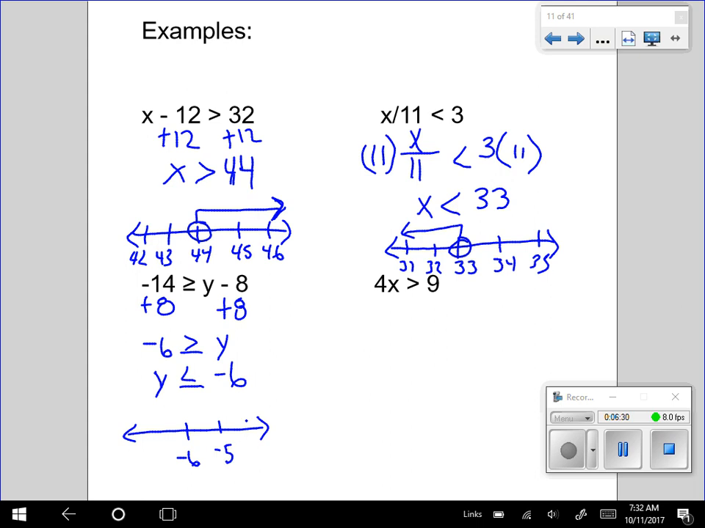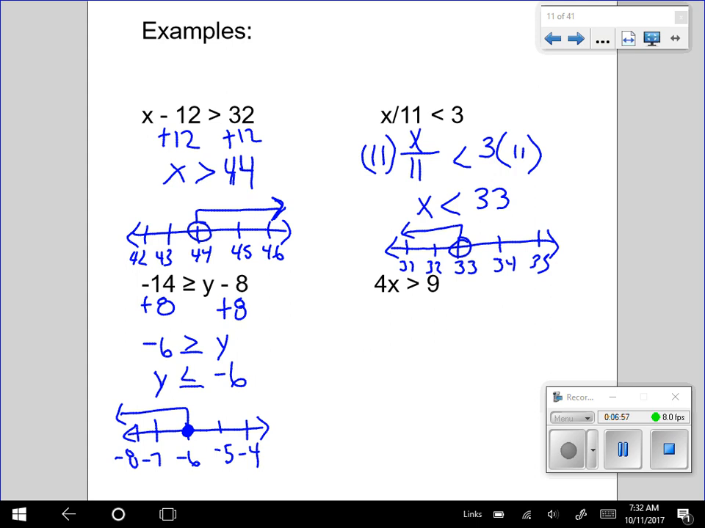Careful here, you've got to work with your negative numbers. And then, do we have an open or closed circle? For the first time we have a closed circle because it's less than or equal to, so it could be negative 6, and it's shaded to the left based on our arrow here. Alright, I'm just going to finish this slide out and then we'll have you try some on the next couple.